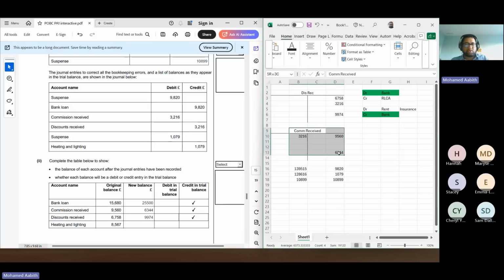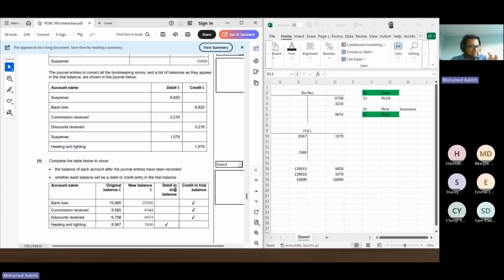Last but not least, heat and lighting. So we're going to choose this one here now, H and L. The balance was 8,567. That's on the debit side because it's an expense. If that's an expense, the entry is on the debit side. The journal entry for 1,079 pounds is going to be on the credit side. So the balance is going to be equal to this minus that figure. It is going to be 7,488, and that is the debit balance. So that should resolve that question.